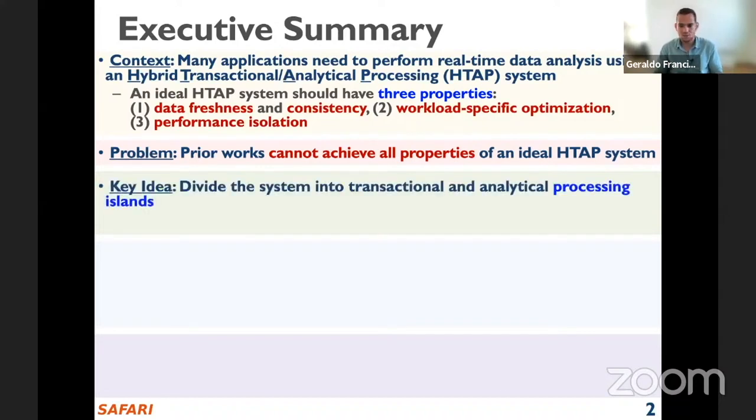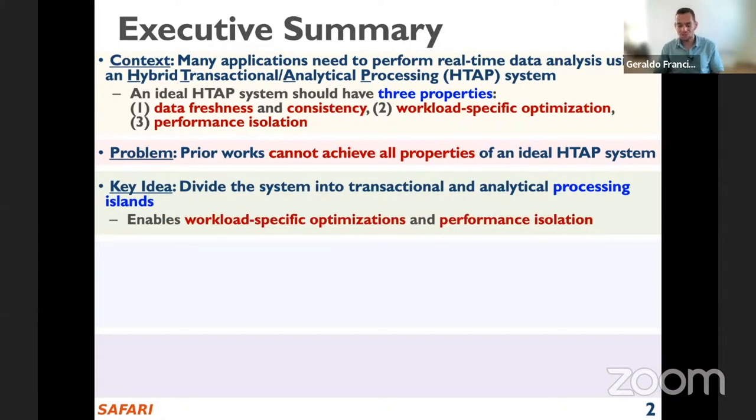Therefore, our key idea to solve this issue is to divide the HTAP system into two isolated processing islands, one for transactional workloads and another one for analytical workloads. Each island is equipped with a set of optimized hardware resources and algorithms. So by enabling processing islands, we can perform workload-specific optimizations for transactional and analytical workloads while providing performance isolation.